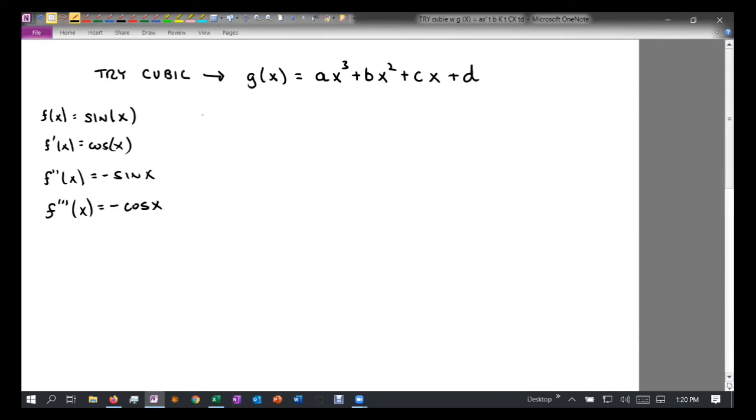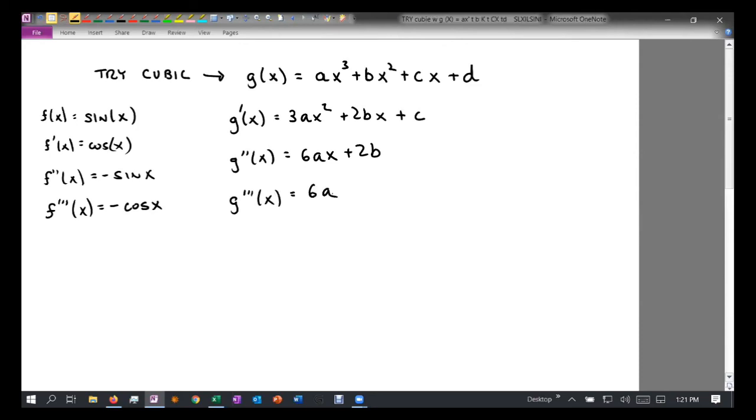Now let's look at g of x. Let's just list out the derivatives of g of x. So g of x is this guy up here. Its first derivative is 3a x squared plus 2b x plus c. The second derivative would be 6a x plus 2b, right? And the third derivative would be just 6a.